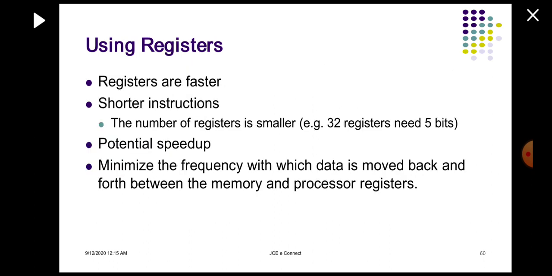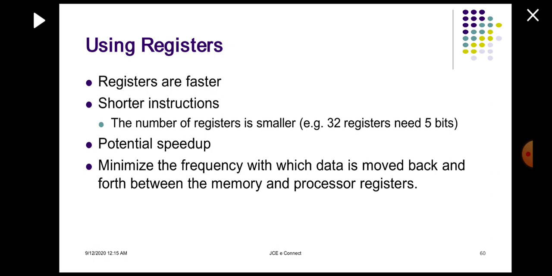So what is the advantage of using the registers? Registers are very close to the processor, so it makes the execution much faster. Also, instructions are shorter, because the number of registers is smaller. For example, 32 registers need only 5 bits.